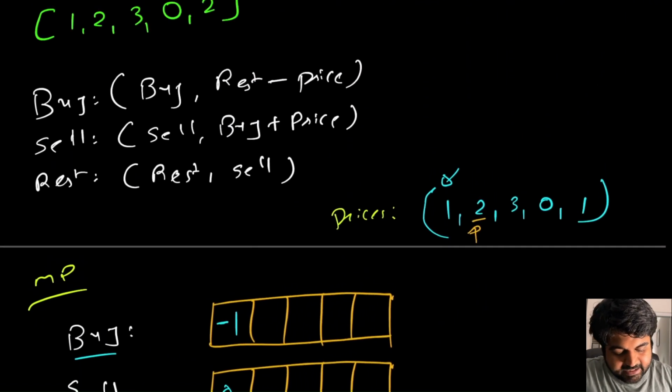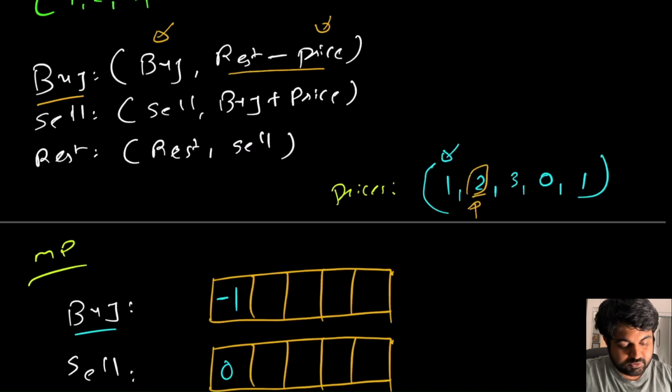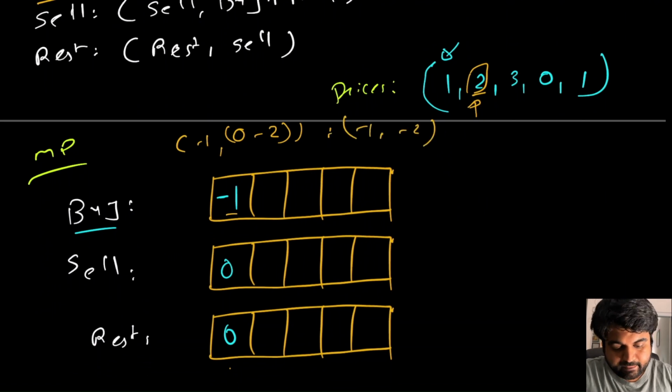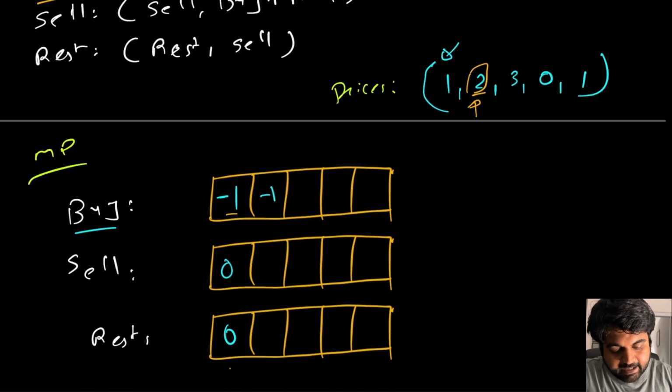So for that, for buying, we need to compare the buy price on the previous day, so maximum profit being made on the previous day. And what if we decided to rest on the previous day, so what was the maximum profit we were making then, minus the price of the current day. So if we compare that, we are comparing the value of -1, that is the maximum profit being made on the previous day. And what if we rested on the previous day, so that was 0 minus the price on the current day, so 0 minus 2. So we are comparing the values of -1 and -2. So what is the maximum profit we can make? Well, of course maximum profit is going to be -1, so we can simply mark -1 at the buy array.